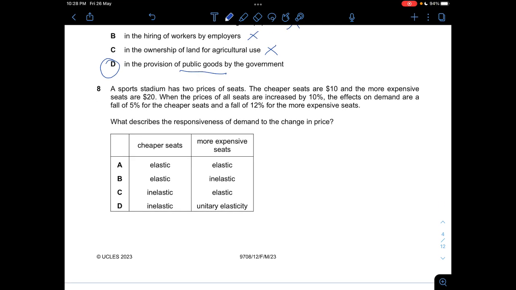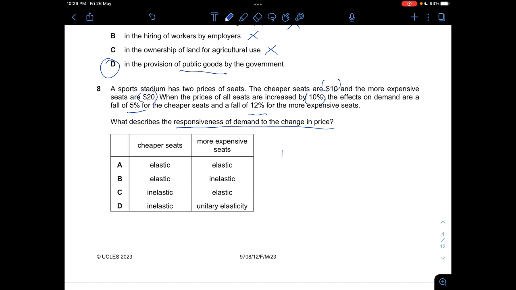Okay, so for question 8, a sports stadium has two prices of seats. The cheaper seats are $10 and the more expensive seats are $20. When the prices of all seats are increased by 10%, the effects on demand are a fall of 5% for the cheaper seats and a fall of 12% for the more expensive seats. What describes the responsiveness of demand to a change in price?